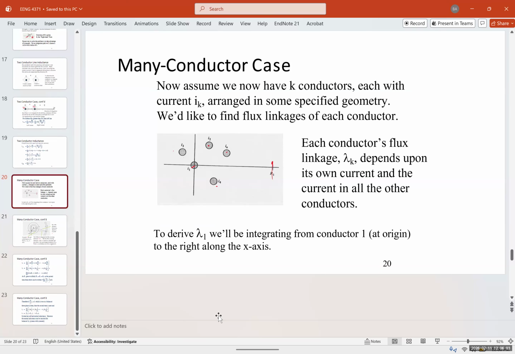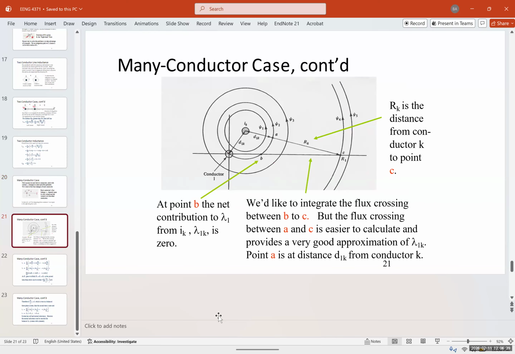So now assume that we have K conductors, each with current Ik, arranged in some specified geometry. We would like to find the flux linkages of each conductor. To derive lambda 1, we'll be integrating from conductor 1 at the origin to the right along the x-axis. And these are the linkages that we're going to have. Rk is the distance from conductor K to point C. At point B, the net contribution to lambda 1k from Ik is 0.